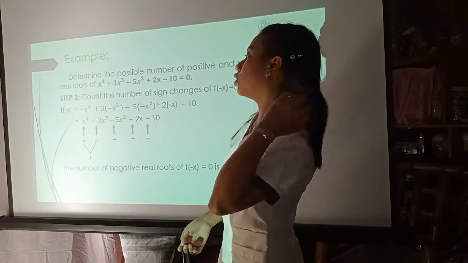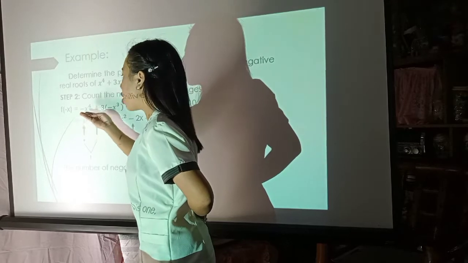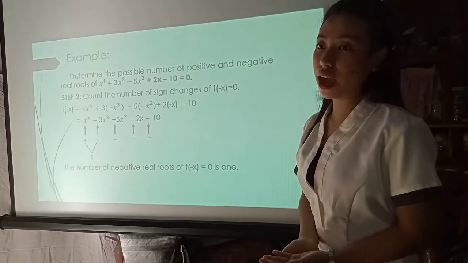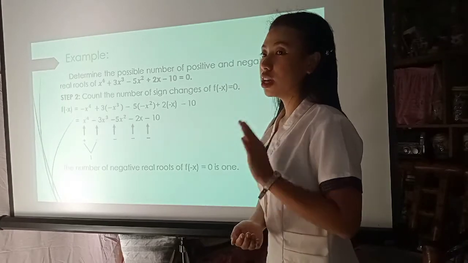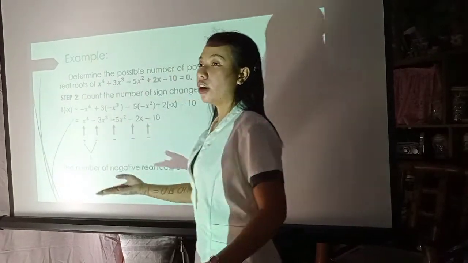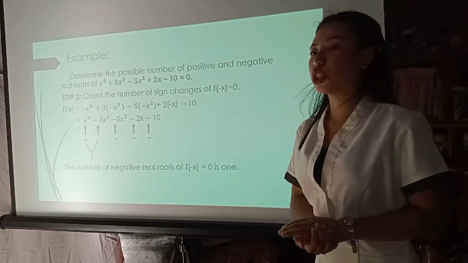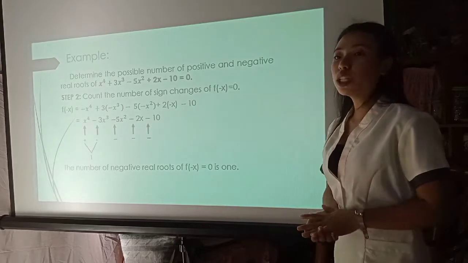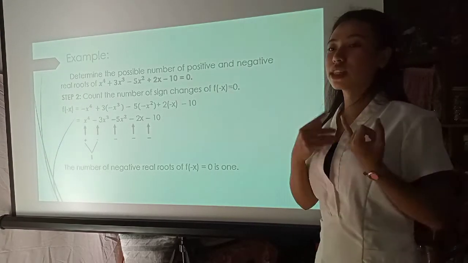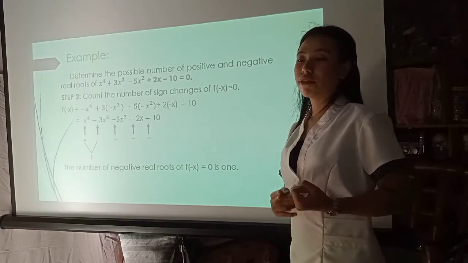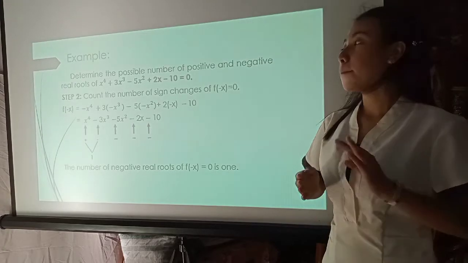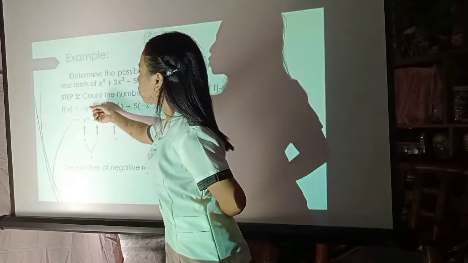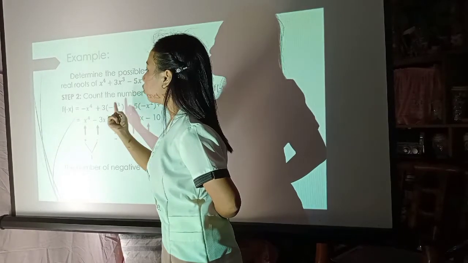To identify if it is negative or positive, we multiply negative x by itself 4 times because the exponent is 4. If we multiply negative x 4 times, it will be positive, because negative x times negative x is positive x squared, and positive times positive is positive. So the sign of negative x raised to 4 will be positive.